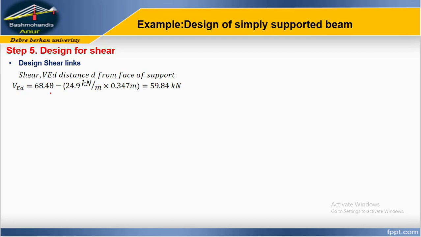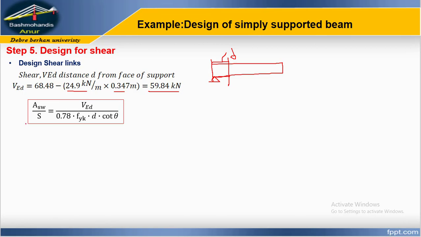Therefore, VEd equals 68.48 minus the distributed load times the distance from the face of the column up to d distance. Okay, so finally VEd is 59.84 kN. Simply, this is the distance d, and the V at distance d is VEd, okay?